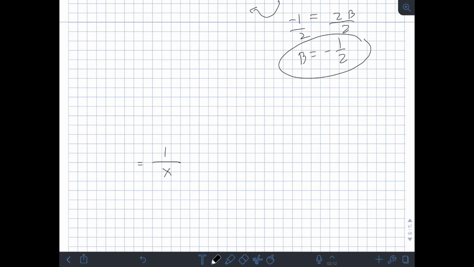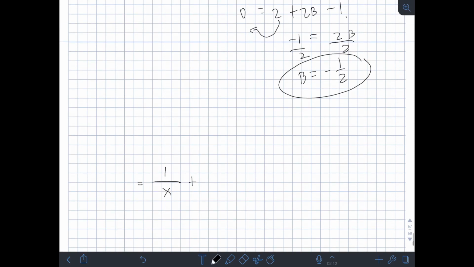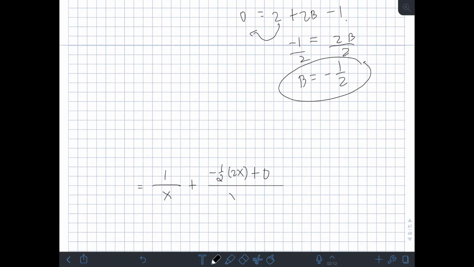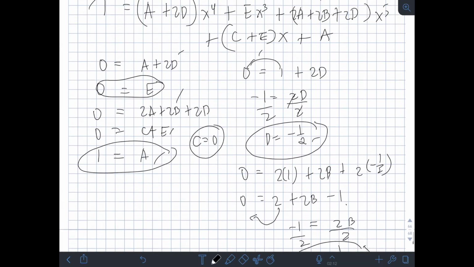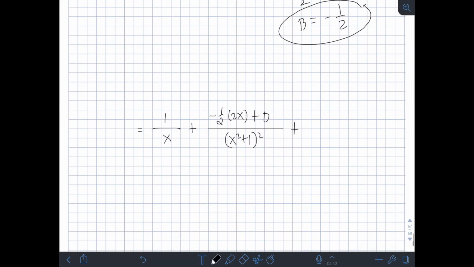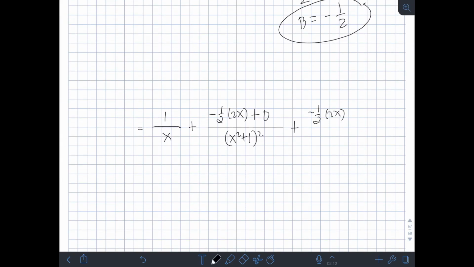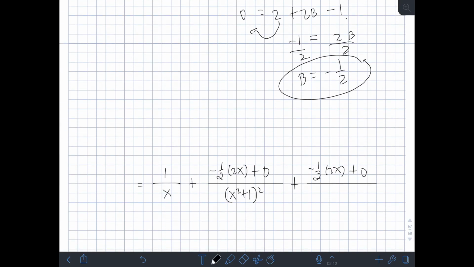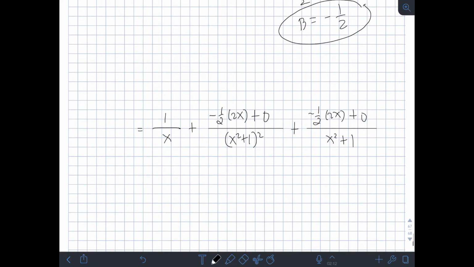So, therefore, substituting the values, we have a is 1, so we have 1 over x, right? Plus b is negative 1 half, so negative 1 half times 2x, right? Plus c, 0, over x squared plus 1 quantity squared. Plus, this time, d is negative 1 half, so negative 1 half times 2x plus e na 0, over x squared plus 1. So, therefore, we have integral ng dx over x times x squared plus 1 quantity squared is equal dito.